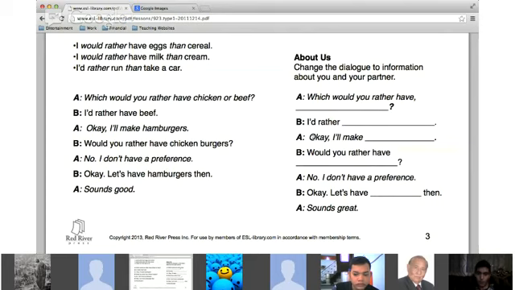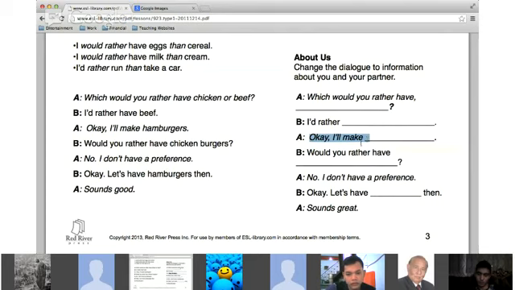Would you rather have ramen or spaghetti? I don't know a lot about Chinese food. Okay, it's okay. So all you would need to say is, okay, I'll make Chinese, because he said, I'd rather have Chinese. You gave him the choice between Japanese food and Chinese food, and he said, I'd rather have Chinese. So your answer would then be, okay, I'll make Chinese.